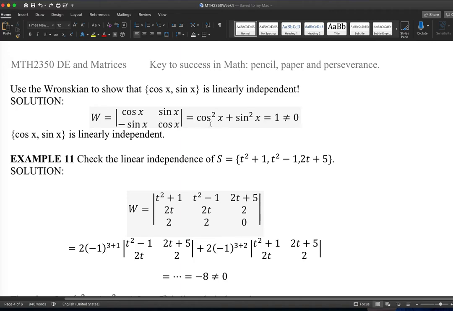The forward diagonal gives cosine squared, minus the backward diagonal. Keep in mind there is a minus from the diagonal here, so minus minus turns into plus. I hope you know this very well. This is the Pythagorean identity, and it is true for any angle x: cosine squared plus sine squared equals 1. And indeed, we can say the set of cosine x and sine x is linearly independent.